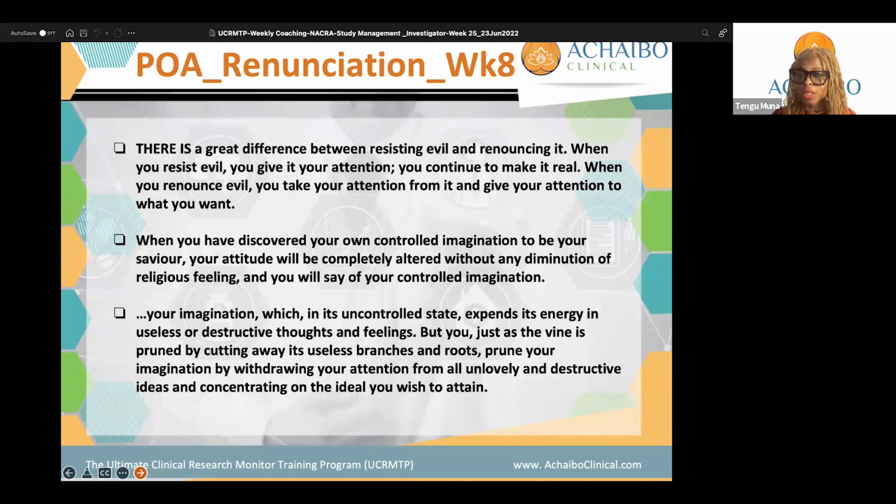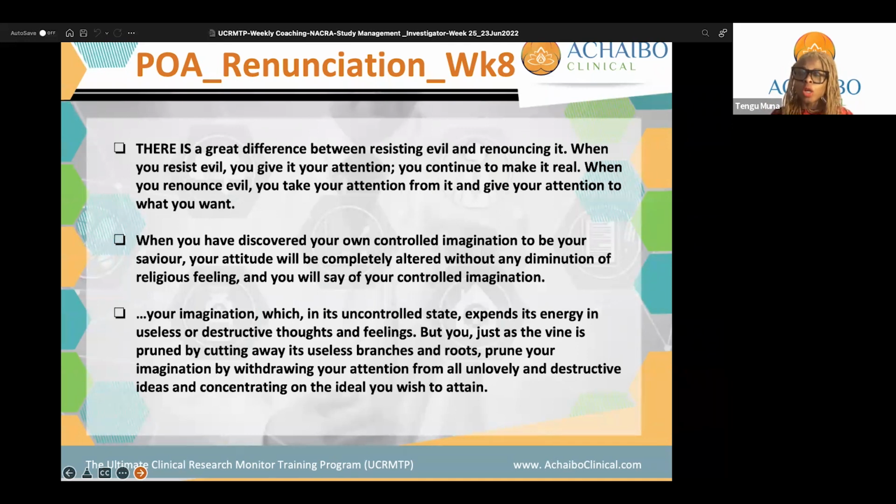So first, how do you resist it? What do you do with evil, the thoughts, the things that no longer serve you? The better way is to take your attention away from them, and then use your imagination to create a new world that you want for yourself. So your imagination, which is in an uncontrolled state, expends its energy in useless or destructive thoughts and feelings, right? Don't use your imagination to focus on things that no longer serve you. And we do it all the time. We imagine the worst case scenario, something happens. It's just so unconscious because of the world that we live in. A majority of the time, it's all doom and gloom.